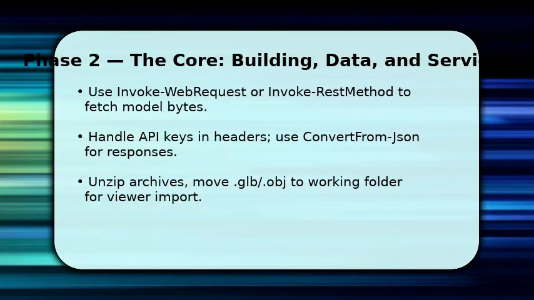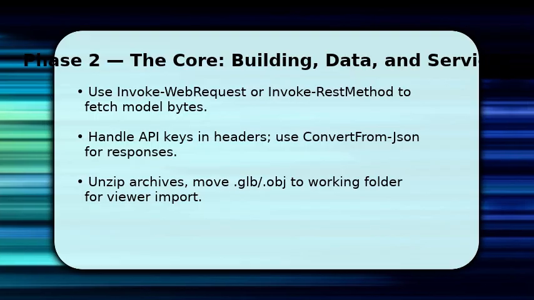You will now fetch the model file using Invoke-WebRequest -Uri $url -OutFile $path. This saves bytes directly. If an API requires a key, insert it into a headers hash table and include the headers. That way authentication succeeds. Once downloaded, check the file type.